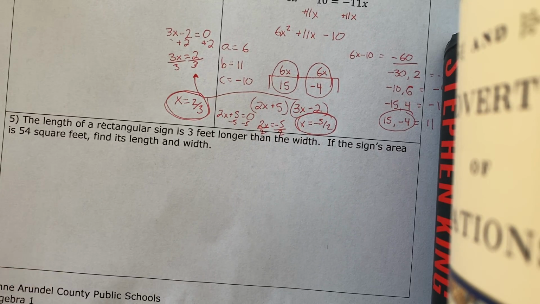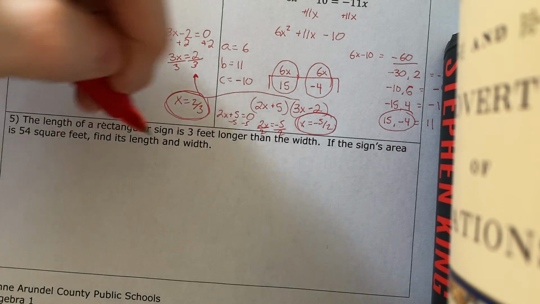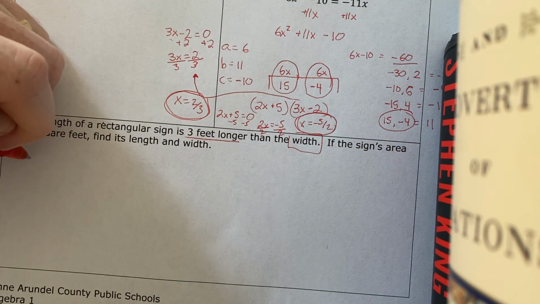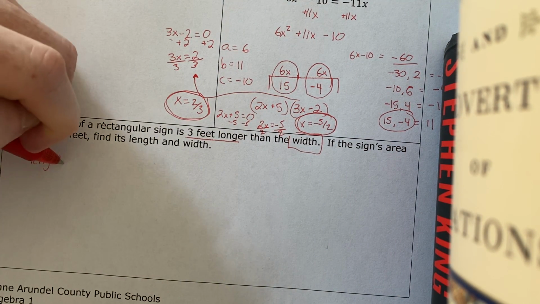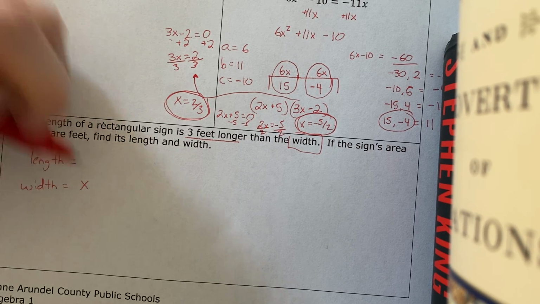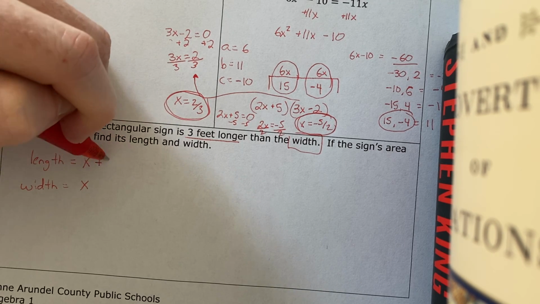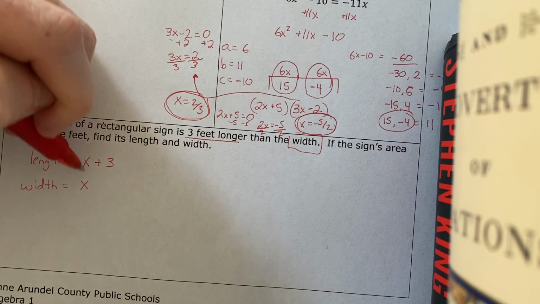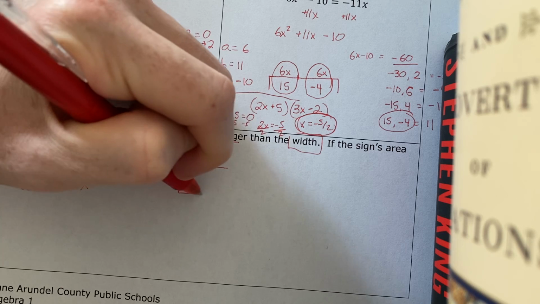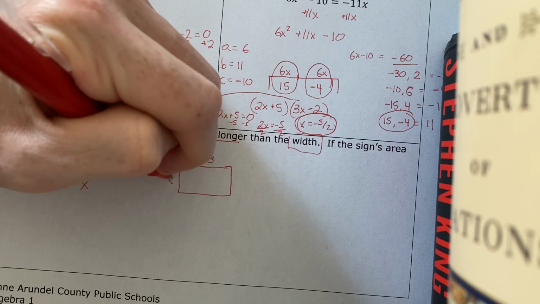All right, so it says the length of a rectangular sign is 3 feet longer than the width. All right, so I know that my length, I'm just going to label my variables here, and my width is, I'm just going to say my width is x. If my length is 3 feet longer than my width, I just know that it's x plus 3. 3 additional feet compared to what my width is. So if you wanted to draw a picture, here's my little rectangle here. I have my length is an x plus 3. I know my width is an x.